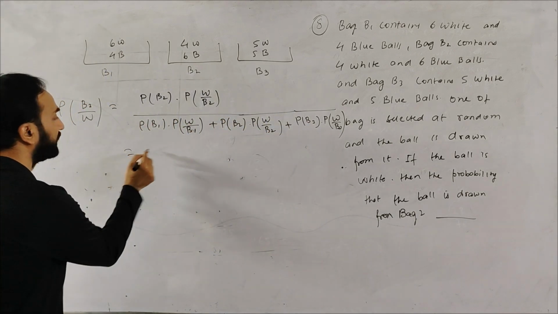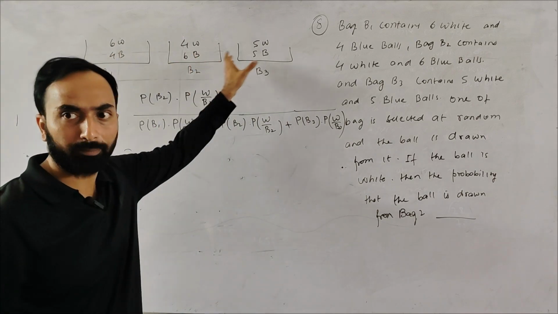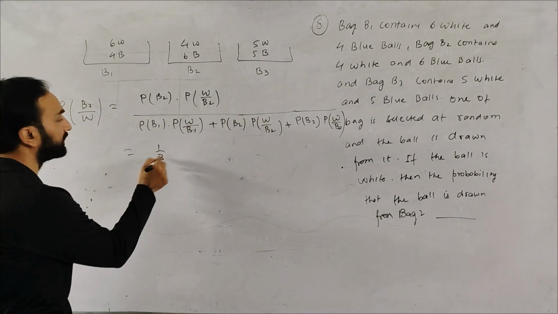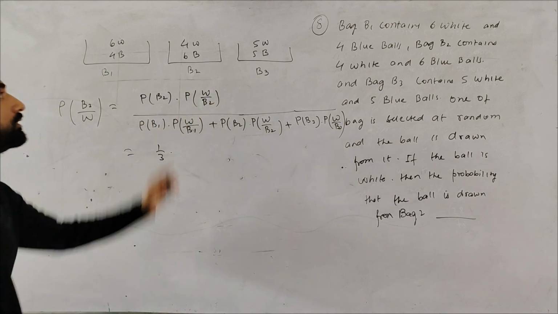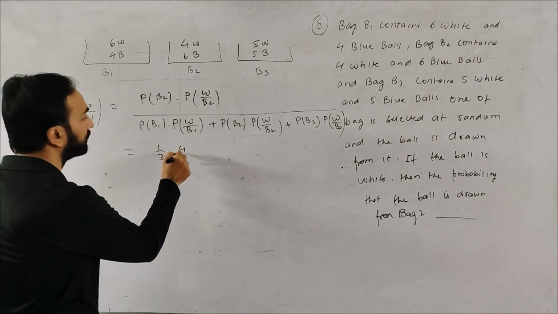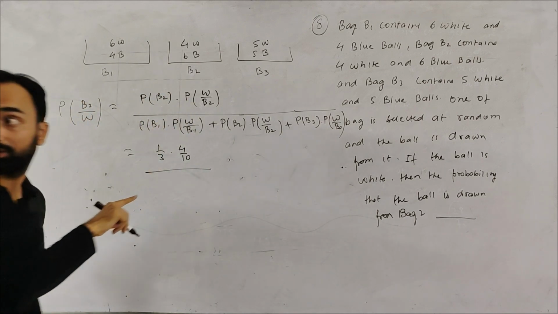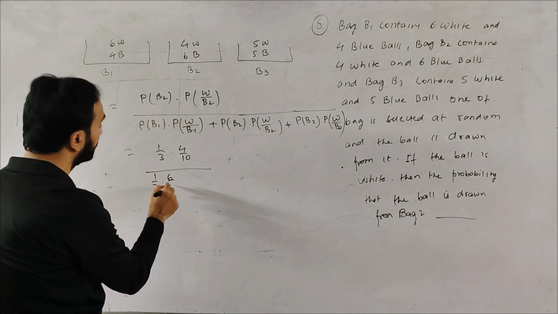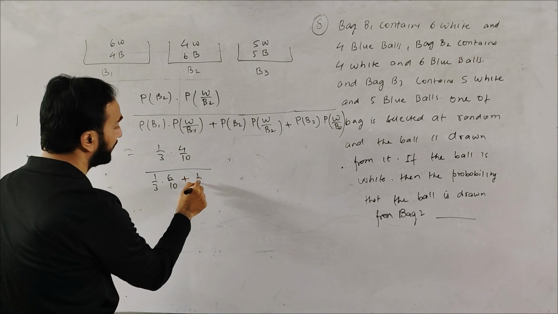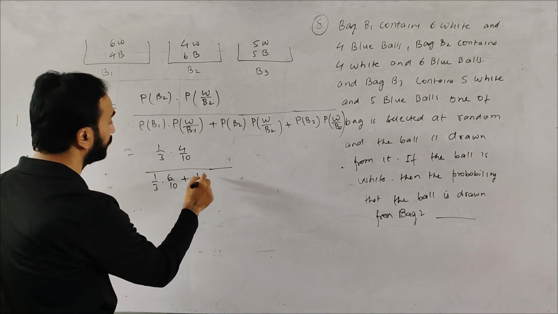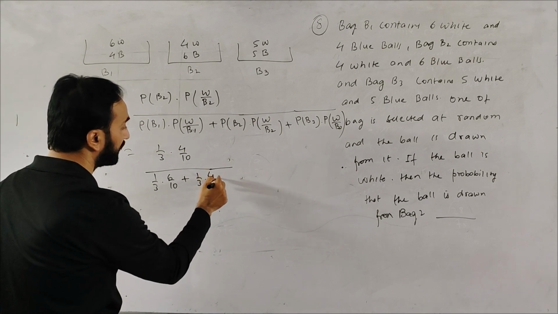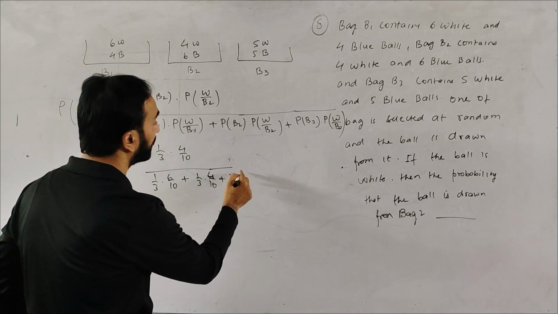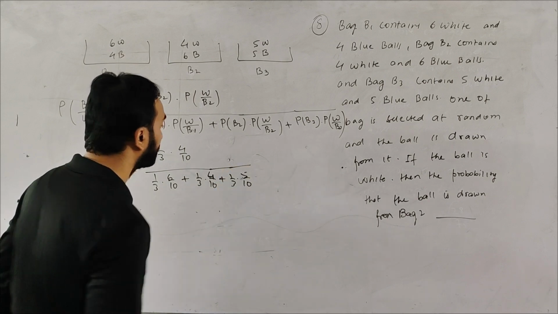Okay. Then see, since bag 1, bag 2, bag 3 have equal probability of selection, we have 1 by 3, 1 by 3, 1 by 3. So I will write here 1 by 3. What is the probability of white from B2? It is 4 by 10. Then the denominator is 1 by 3 multiplied by white from B1, 6 by 10, plus 1 by 3 white from B2, 4 by 10, plus 1 by 3 white from B3, 5 by 10. Correct?